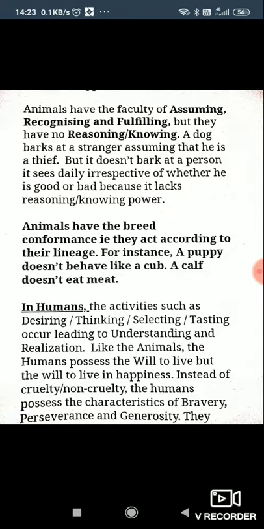In humans, activities such as desiring, thinking, selecting, and testing occur, leading to understanding and realization. Like the animals, the human possesses the will to live, but the will to live in happiness instead of cruelty and non-cruelty. The humans possess the characteristics of bravery, preference, and generosity.